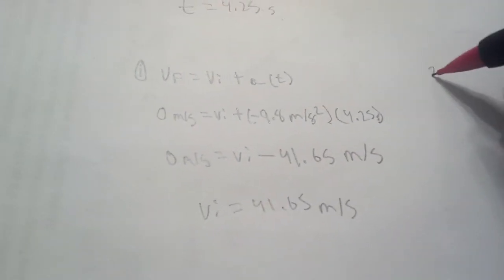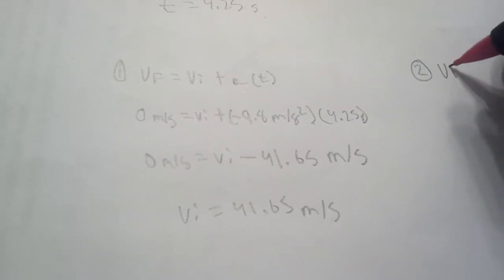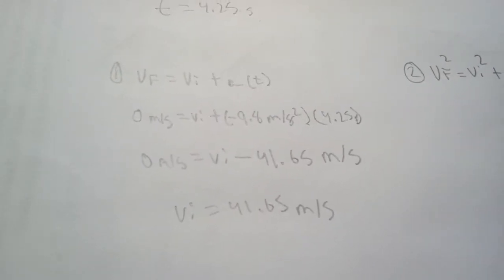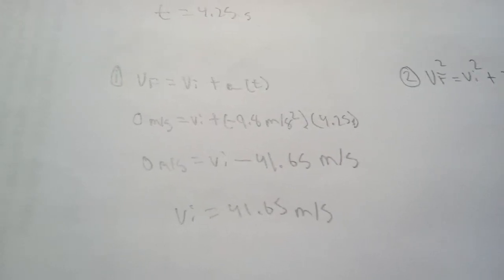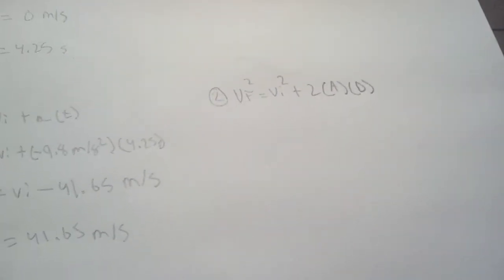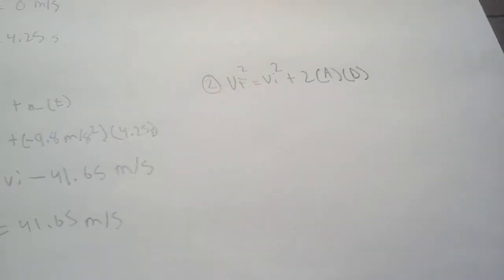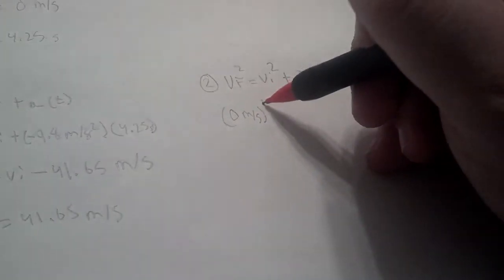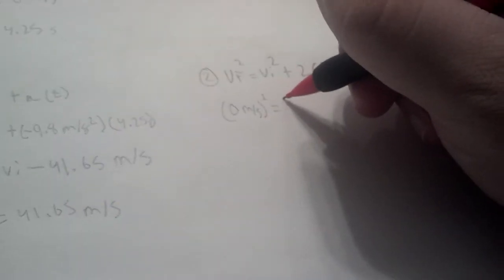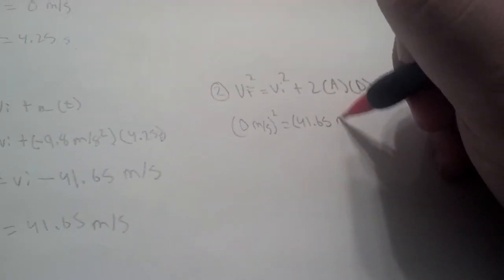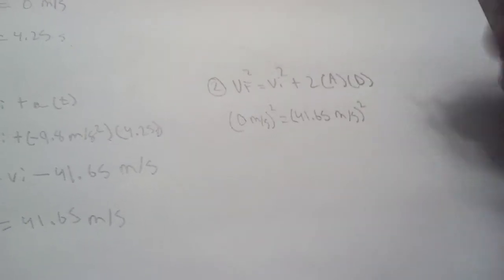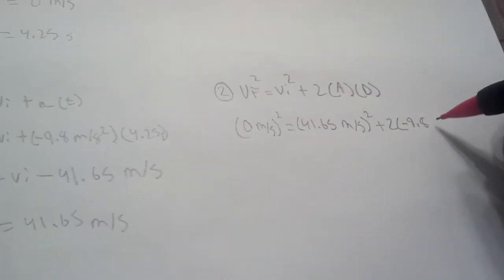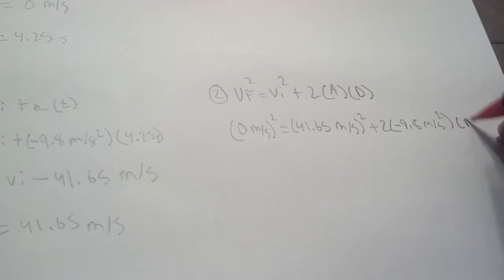Okay, so now that we have that, we can use our other equation. Velocity final squared equals velocity initial squared plus 2 times acceleration times distance. And we're going to use this equation to find our distance now that we have velocity initial. So it's going to be 0 meters per second squared equals 41.65 meters per second, and that's also going to be squared, plus 2 times negative 9.8 meters per second squared times distance.